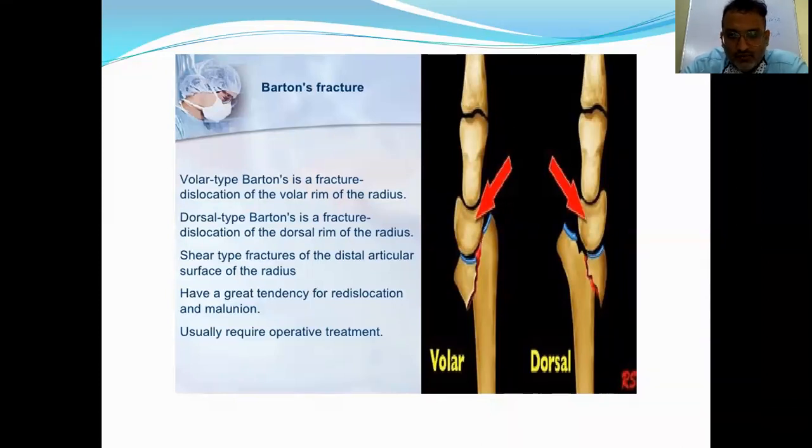This is a type of fracture where there is a shearing type of injury. So it's not clear-cut; there is a shearing force and the force acts angularly. They have a greater tendency for redislocation and malunion. If you can see the slide, the injury is angulated and the force is acting angularly rather than directly at 90 degrees. These usually require operative treatment. As I told you, intra-articular involvement mostly goes for accurate reduction and operative treatment.